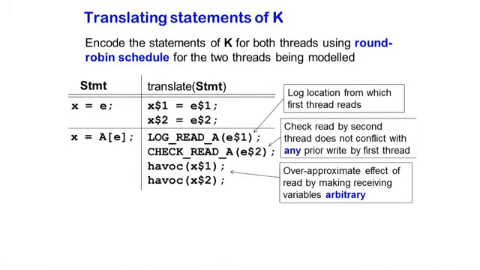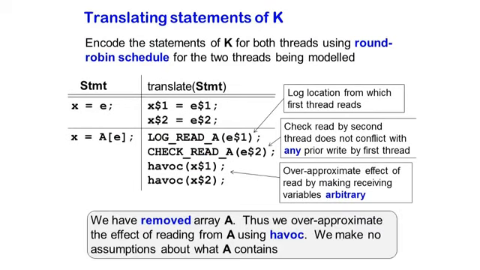So this over-approximates the effect of reading from A to reflect the fact that A could have changed arbitrarily because there are actually many more than 2 threads executing this kernel. Just to reiterate this, because it's an important point, we remove the array A, so we need to over-approximate the effect of reading from A by havocing the receiving variables.